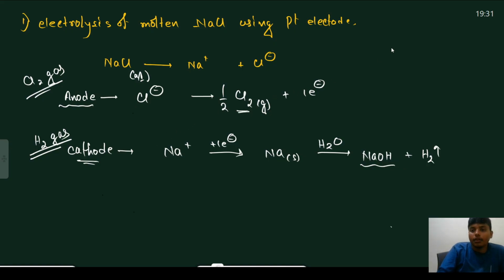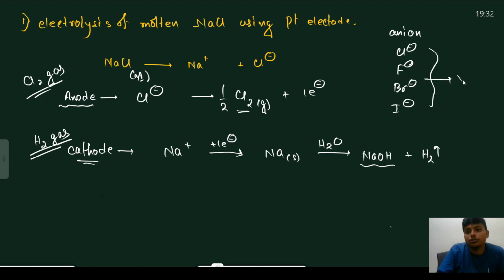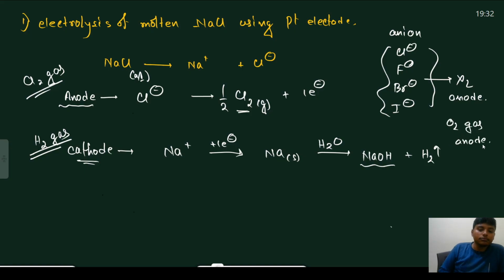If the anion is chlorine, fluorine, bromine, or iodine, then the formation will be X2, meaning Cl2, F2, Br2, I2 gas at the anode. But if any other anion is there, then oxygen gas will form at the anode. Understood? Yes, sir. Why? Because these four have more oxidation potential than oxygen. After that, all the other elements will come.